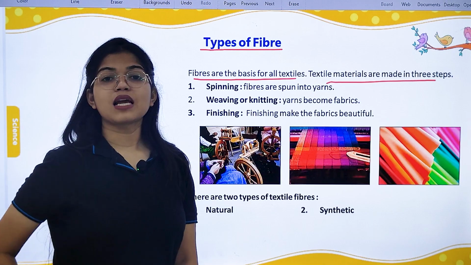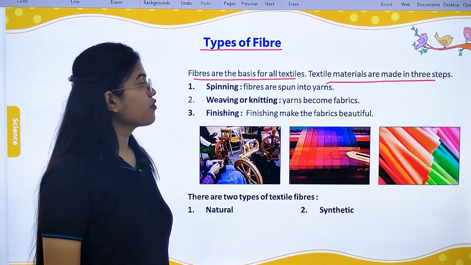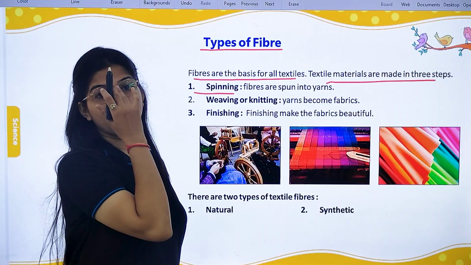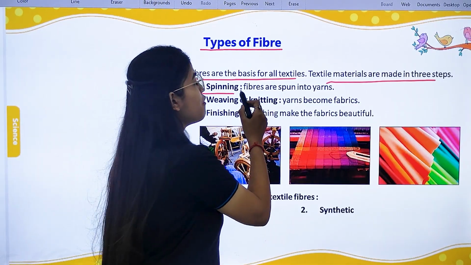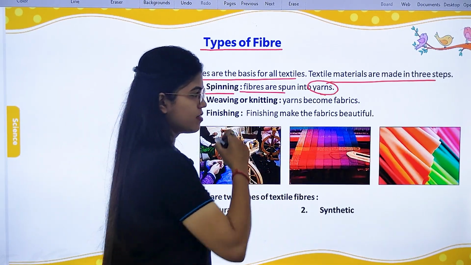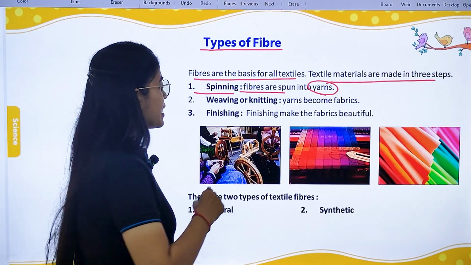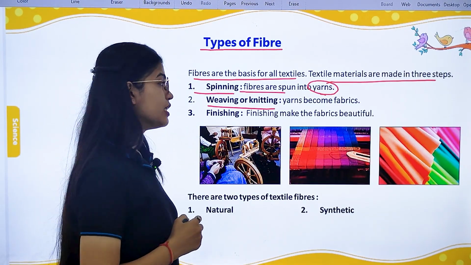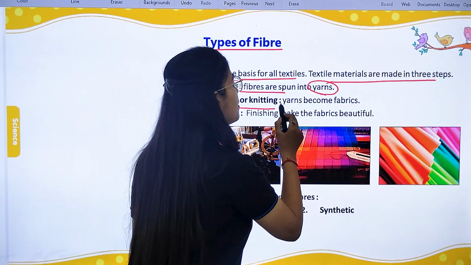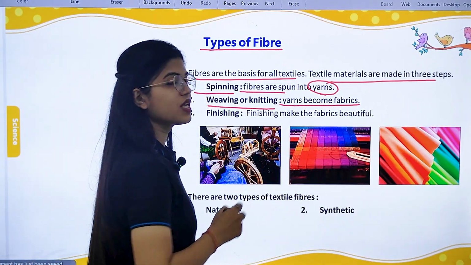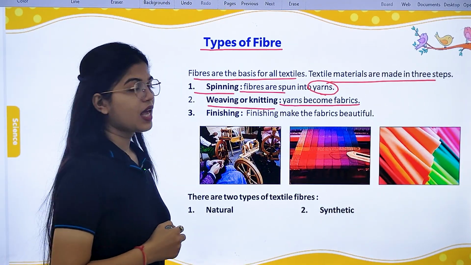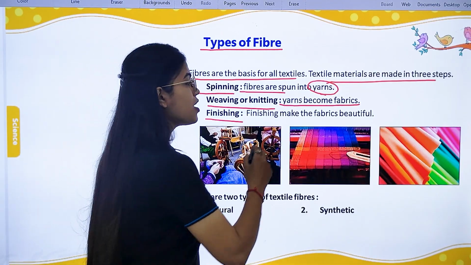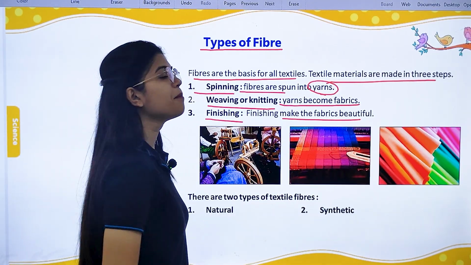Textile materials are made in 3 steps. Number 1, spinning. In spinning, what do we do? We spin the fibers into yarns. Then the second step is weaving or knitting, and under this, we make fabrics by using yarns. And the third step is finishing. What does it do? Finishing makes the fabrics look beautiful.